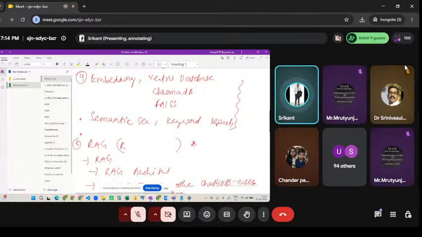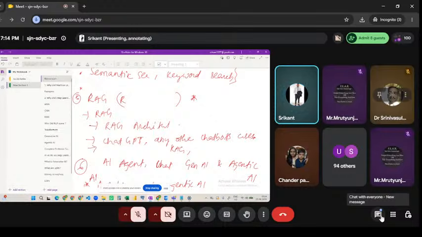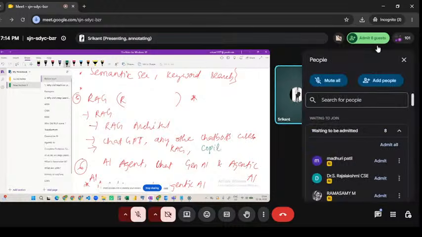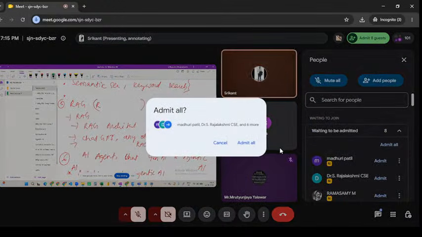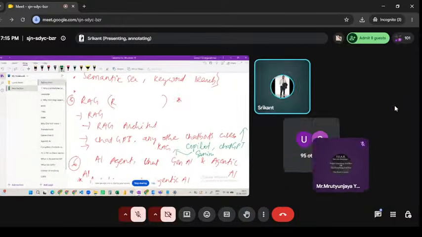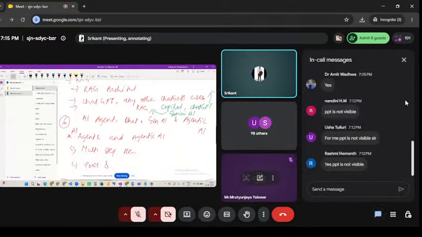Then we'll discuss keyword search. On the fifth day, the most important topic is the RAG concept, which is very important in the market right now. We'll discuss RAG and RAG architecture. Then we'll discuss how ChatGPT and other chatbots use the RAG concept. We have different chatbots like Microsoft Copilot, ChatGPT from OpenAI, and Gemini AI, and how they use the RAG concept and architecture for development.